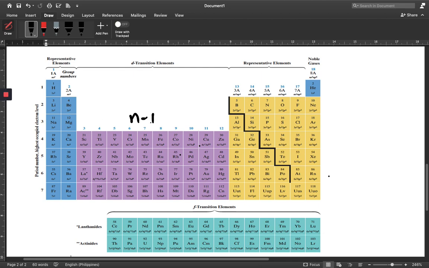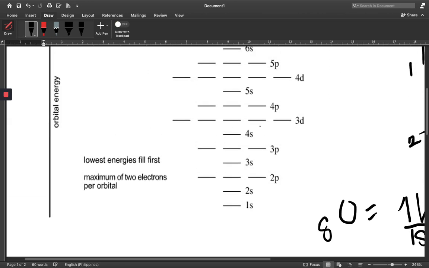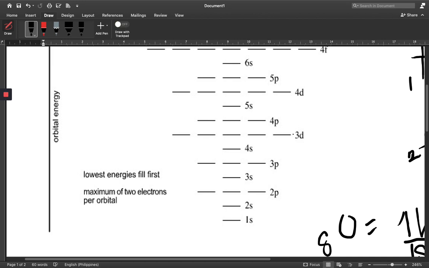If you try to go back to the arrangement of the atomic orbitals, what actually comes after 4s is 3d, before you could proceed to 4p. So that means there are some changes in the pattern as we go over 4s and beyond.